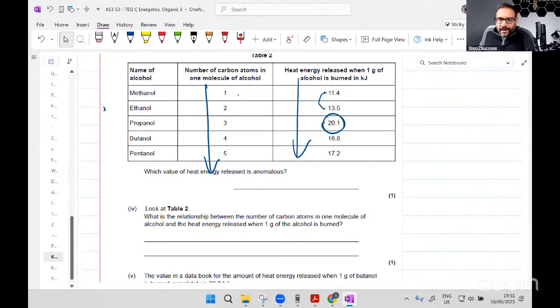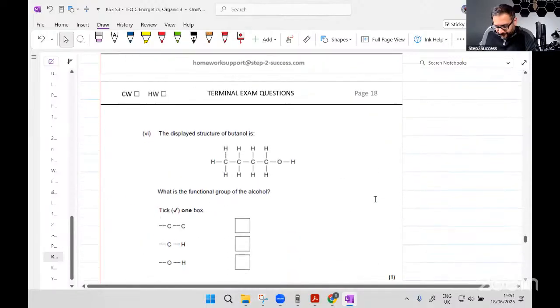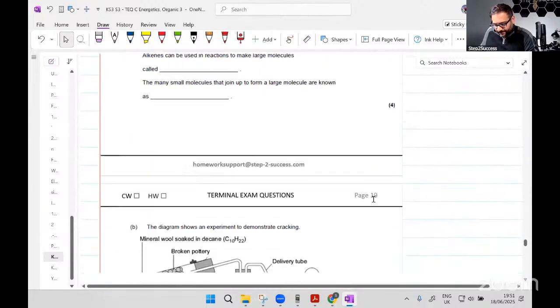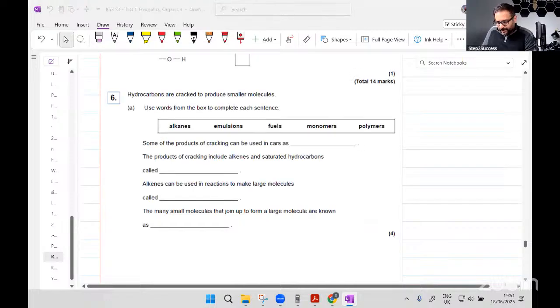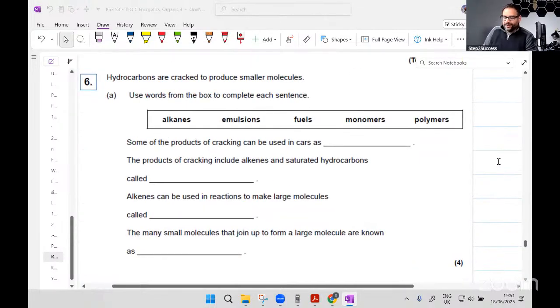And then there's only one more, I think. Question 6. Okay. I think I did the second part of 6 already. The first part I've not done, so I'll just fill these in.